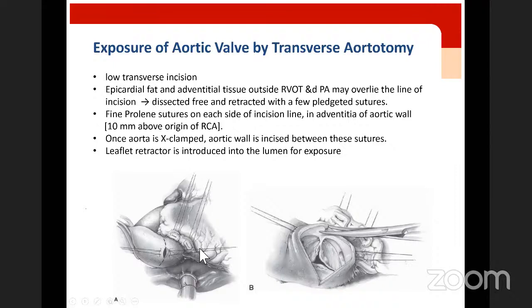Fine Prolene sutures, as you can see here, are inserted superficially in the aortic wall on each side of the proposed incision line. It should be at least 10 millimeters above the origin of the RCA. Before making any incision, make sure you dissect the RCA and recognize where the RCA origin is to avoid coming too close to the RCA origin.